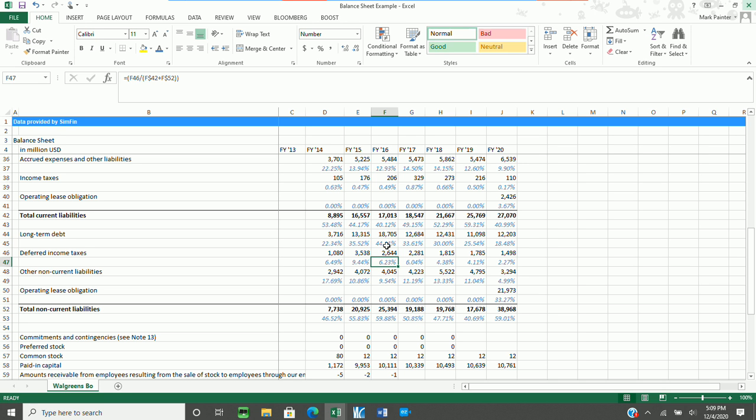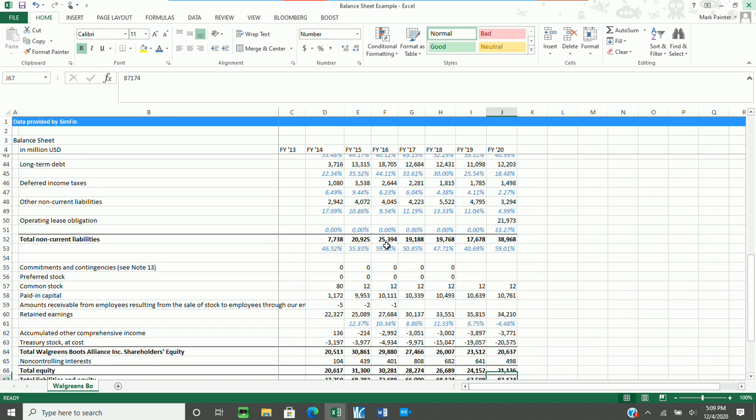Most likely that was the case. Here's your deferred income taxes. Again, this is not too important for here. And then other non-current liabilities, those are dropping as well. For this review, again, we're not going to pay too much attention to it.